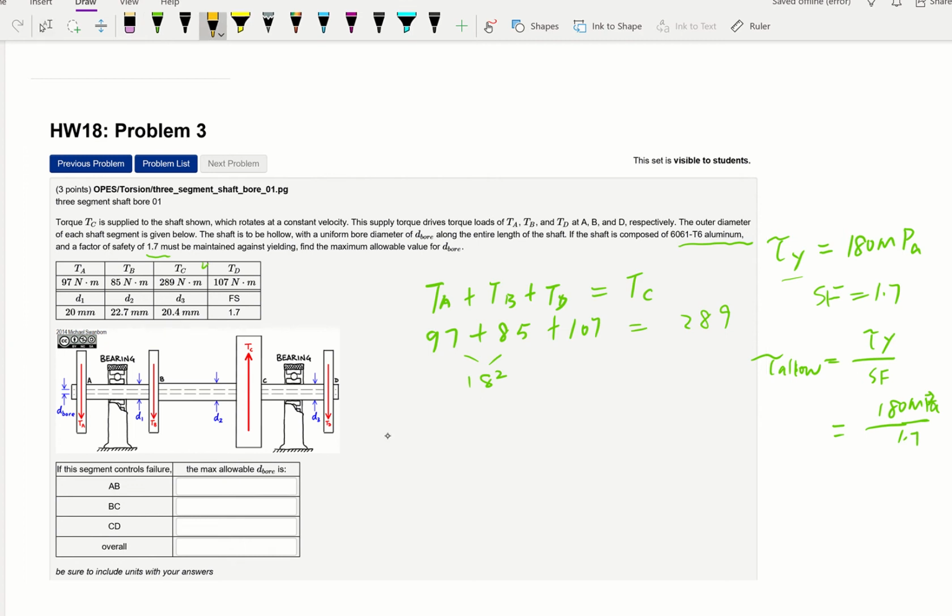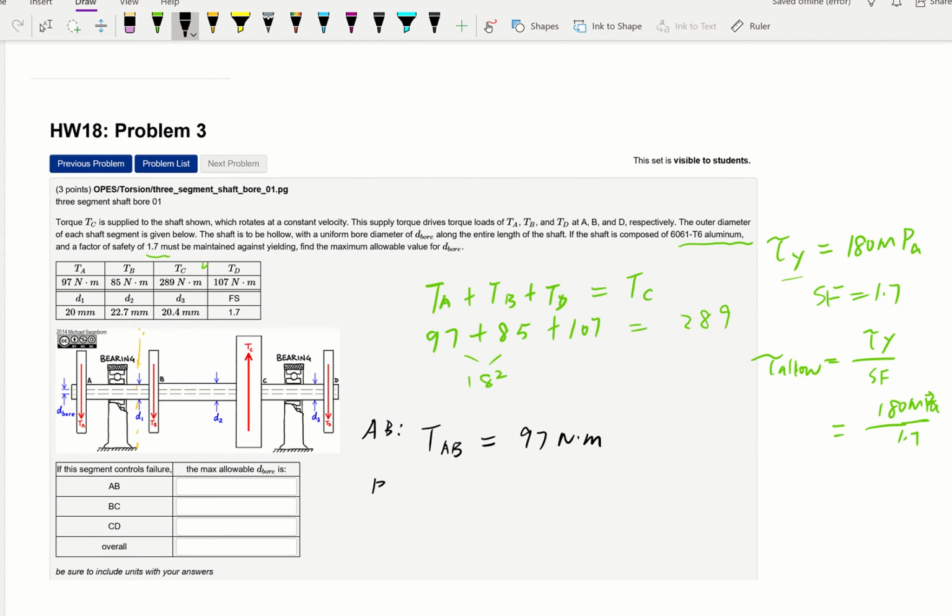If I were going to cut the AB section, we need to figure out the internal torque during the AB section. That's going to be just equal to TA, that's 97 Newton meter. And here I am not worried about the direction.